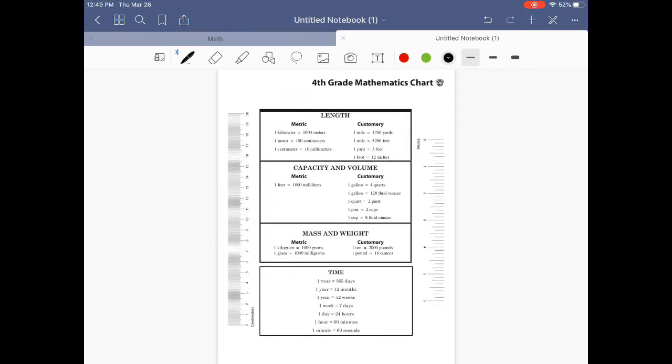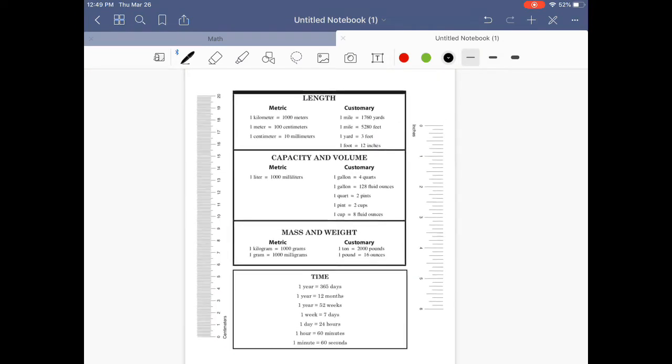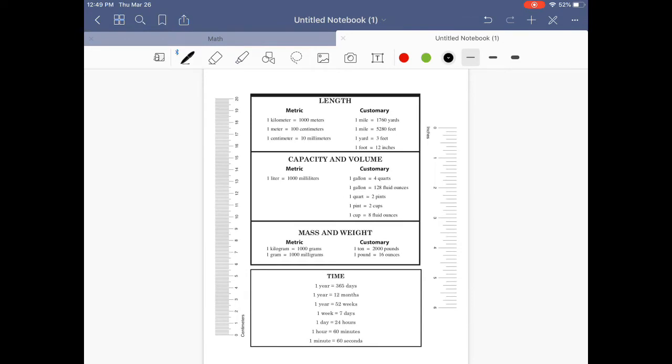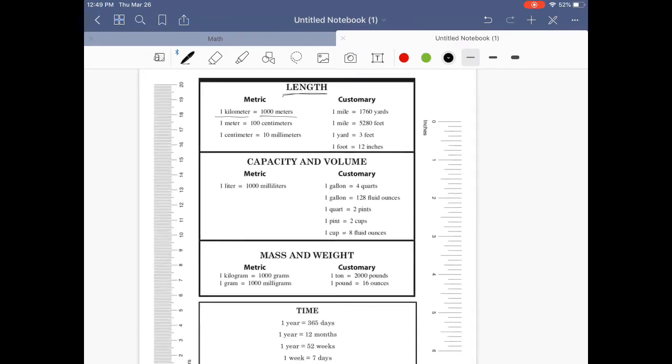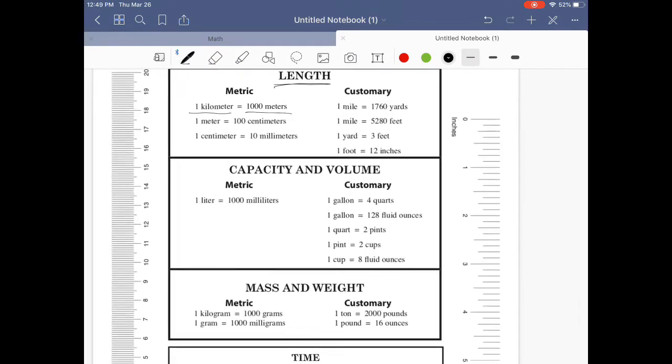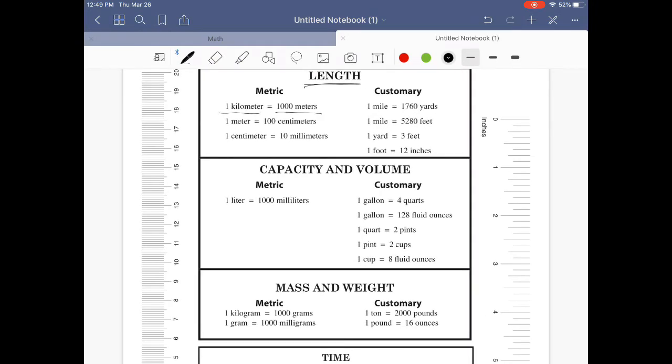So let's hop back on over to our conversion sheet so that we can dive in a little bit. On our conversion sheet at the top, we have those measurements of length like we talked about. 1 kilometer equals 1,000 meters. 1 meter equals 100 centimeters. 1 centimeter equals 10 millimeters.